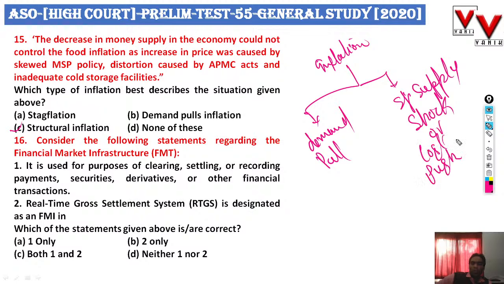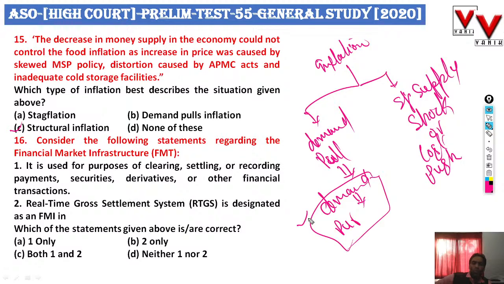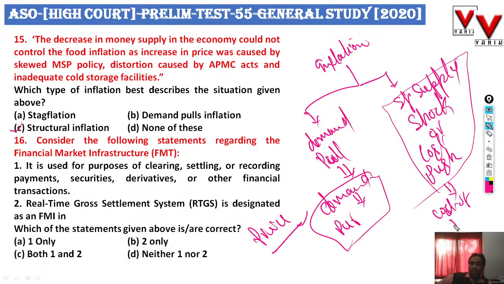Demand pull means demand is going to increase because of an increase in purchasing power. People have money in their hands and are going to make more demand, so the prices are going to increase. That is known as demand pull. Cost push or supply shock means the cost of production has increased, because of which the supplier is not able to meet the demand. Demand is constant, not increasing.